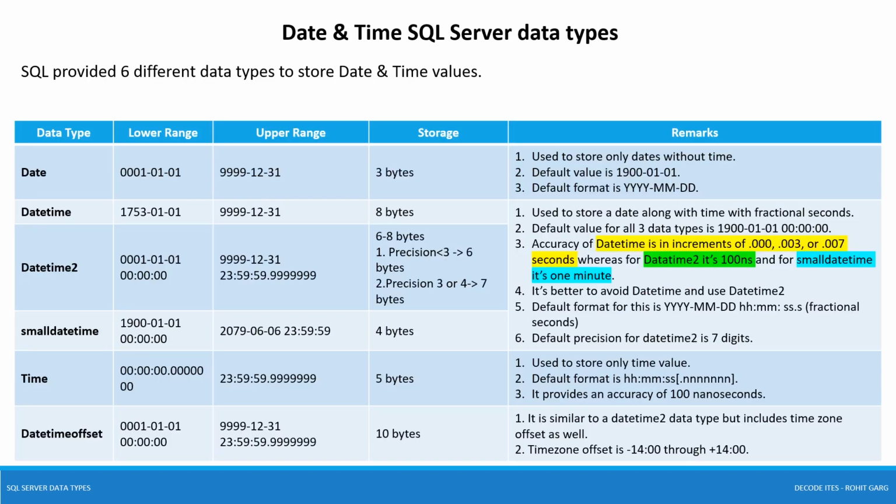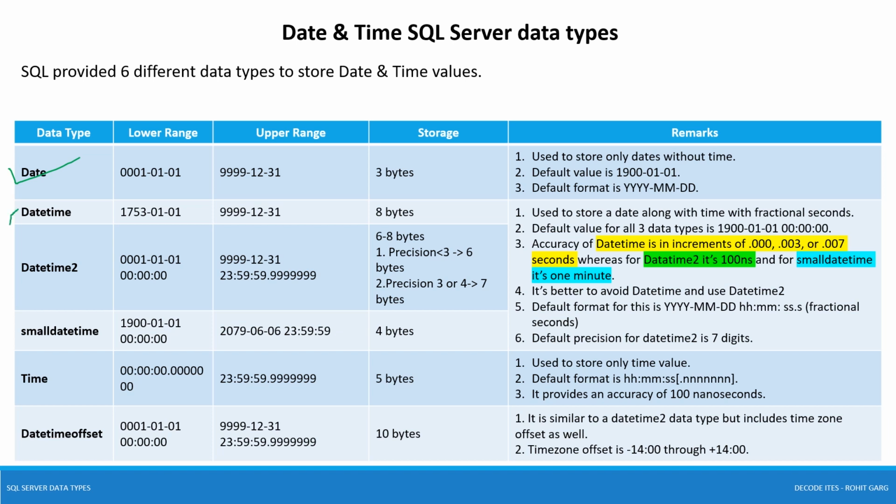Date and time SQL Server data types. SQL Server provides 6 different data types to store date and time values. First is date. Date can store only a date value without time. The default value of date is 1900-01-01, and the default format is YYYY-MM-DD. YYYY is for years, MM for months, and DD for date. It needs only 3 bytes of storage to save the value.